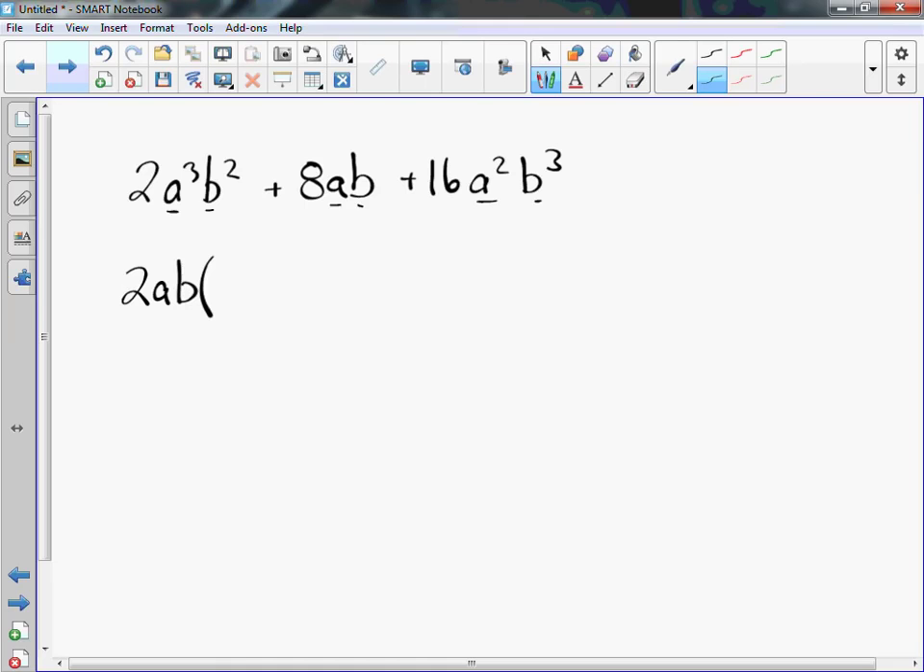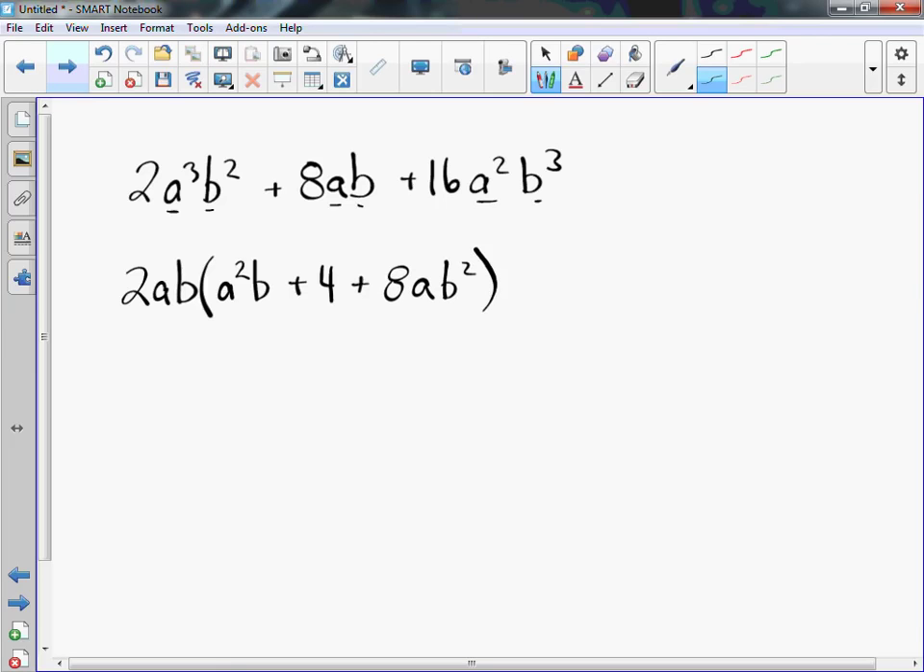If I take a 2ab out of the first term, I've got rid of my 2, so I'm left with a squared, because I took an a out, and I'm left with b. I take a b out of the b squared, and it's just b. Take a 2 out of 8, and you're left with 4. Then remove an a and remove a b, and that one's finished. In the last term, take a 2 out of the 16, you get an 8. Take an a out of a squared, and you're left with an a. Take a b out of b cubed, and you're left with b squared.